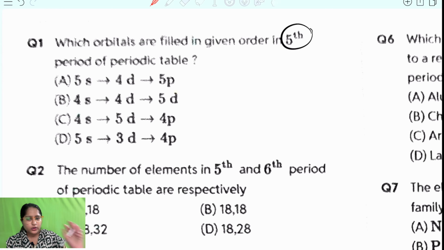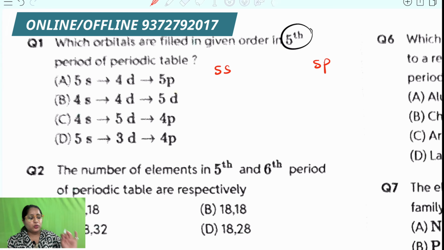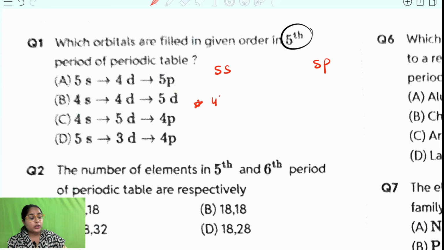Okay, so those who don't know, they can note down. So when they are asking fifth period, I will write down here 5s and 5p, and you should remember two more star points that I have taught you. As soon as I say fourth period, danger sign. What is the danger sign? That d orbital will be included, and how to write d orbital? (n minus 1)d. n means the highest principal quantum number.